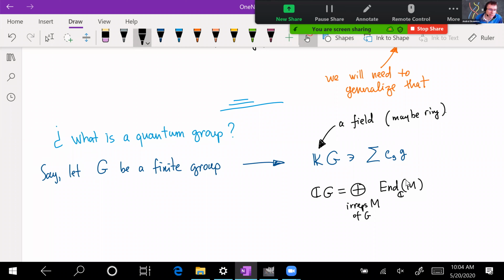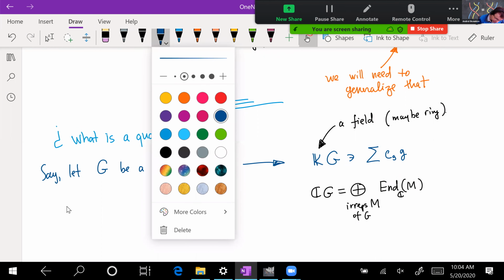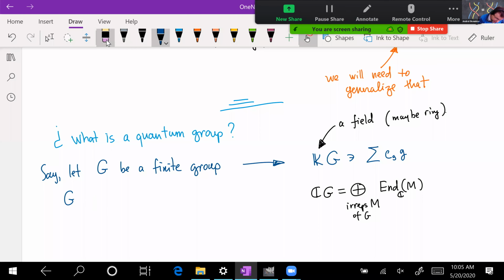So if I'd like to reconstruct the group from the group algebra, then I have to remember that what makes a group different from just an algebra is that the category of G-modules has two structures that a general algebra would not have. First of all, it has a tensor product.